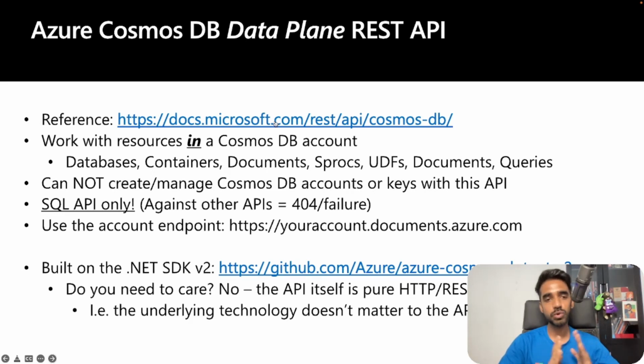The REST API is only exposed by the SQL API account. So if you are using the REST API on any other underlying APIs such as Mongo, Cassandra, or Gremlin, you will get a 404 error. The way you access it is by using the Cosmos DB endpoint, which you can grab from the Azure portal against your account. So you use the Cosmos DB endpoint and your master key or primary key, and then you can consume the REST endpoint the way you need.